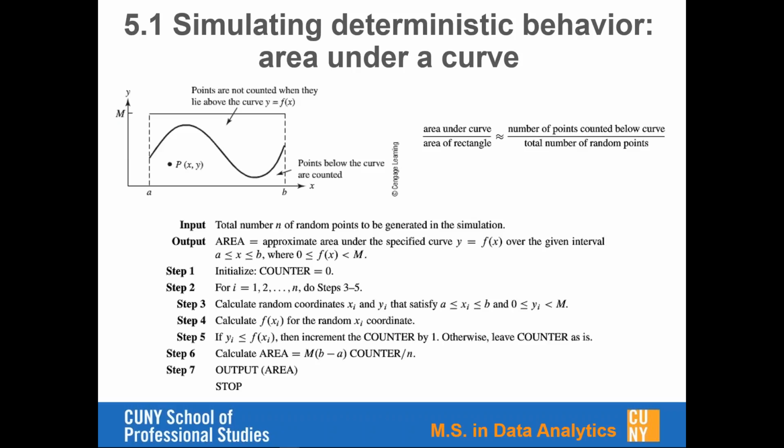So we can throw in 10,000 points, and it turns out 4,000 of them are below the curve. Then we use that 4,000 divided by the 10,000, and we get that the area under the curve is probably 0.4, assuming that the square box, the rectangle, has the area 1, right? That's the basic idea of how to simulate deterministic behavior.